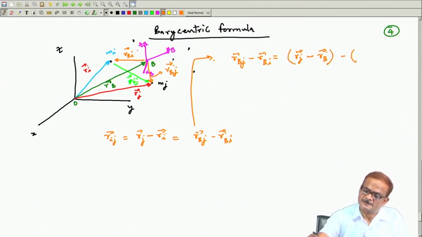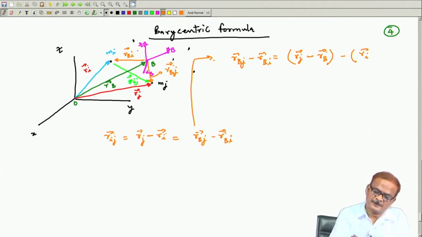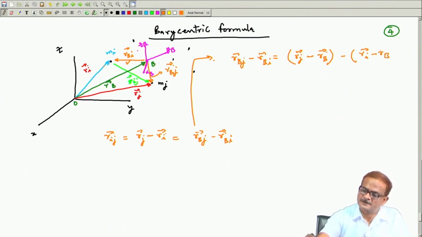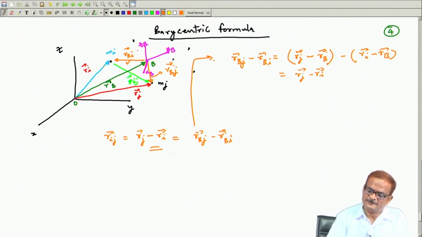And then minus RBi. How will this vector be expressed? This will be expressed by Ri minus RB. So, Rj minus Ri, which is true, is what we have written on the left hand side.